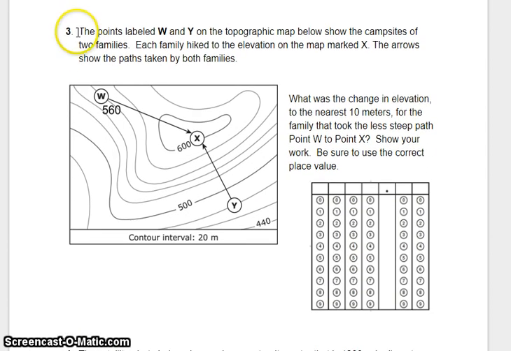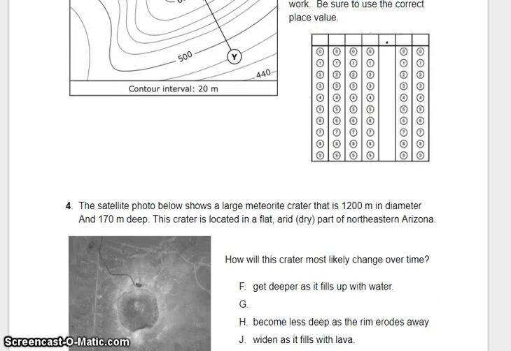Number 3. The points labeled W and Y on the topographic map below show the campsites of two families. Each family hiked to the elevation on the map marked X. The arrows show the paths taken by both families. What is the change in elevation to the nearest 10 meters for the family that took the less steep path, point W to point X? Show your work. Be sure to use the correct place value.